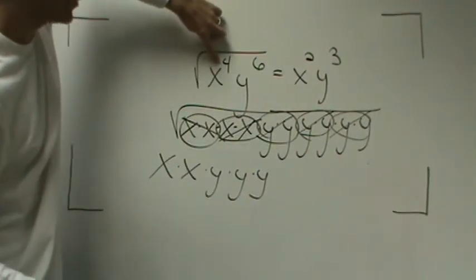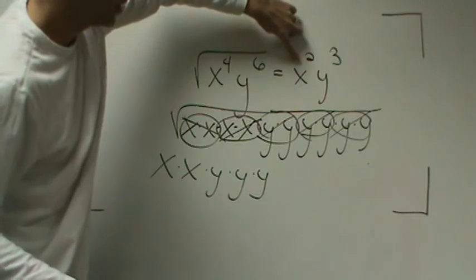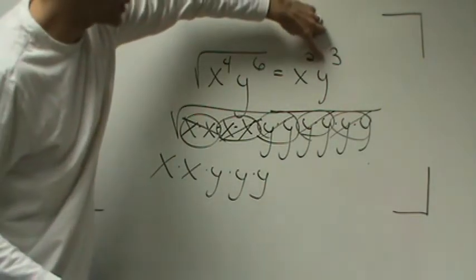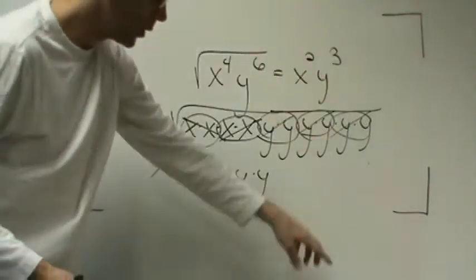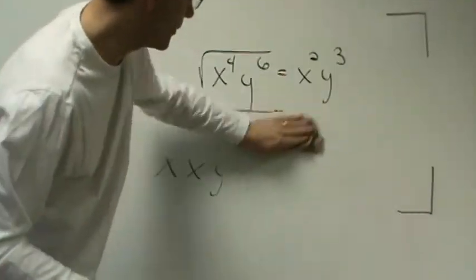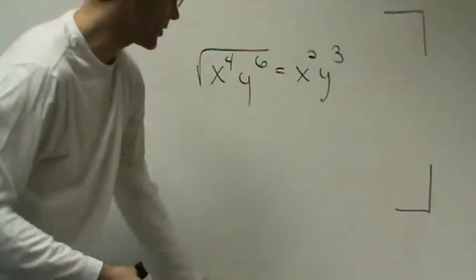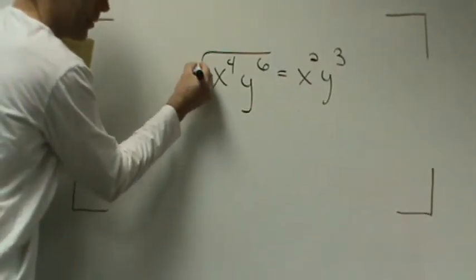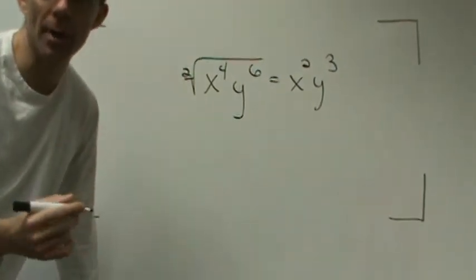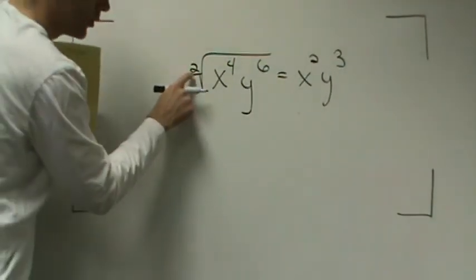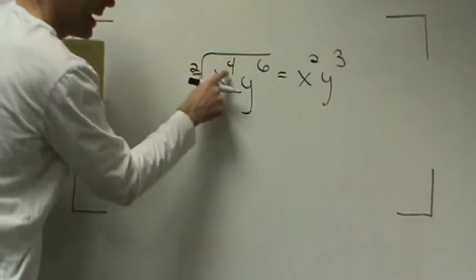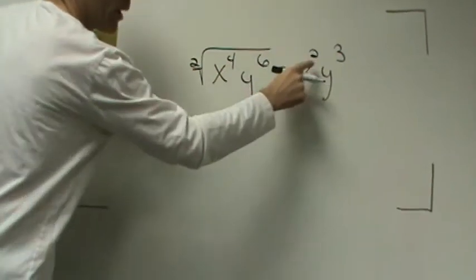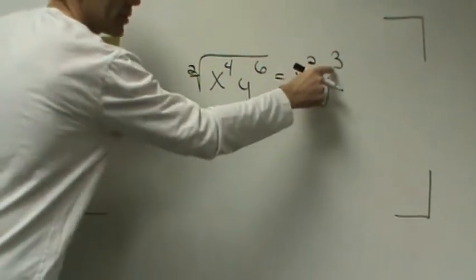What times itself would give you x to the 4th? Hopefully you see x squared. What times itself would be y to the 6th? Hopefully you see y cubed. All you really have to do is, if it's a square root, meaning no number written there, it's implied to be a 2, just take this 2 and divide it into those exponents. 2 divides into 4 twice. 2 divides into 6 3 times.